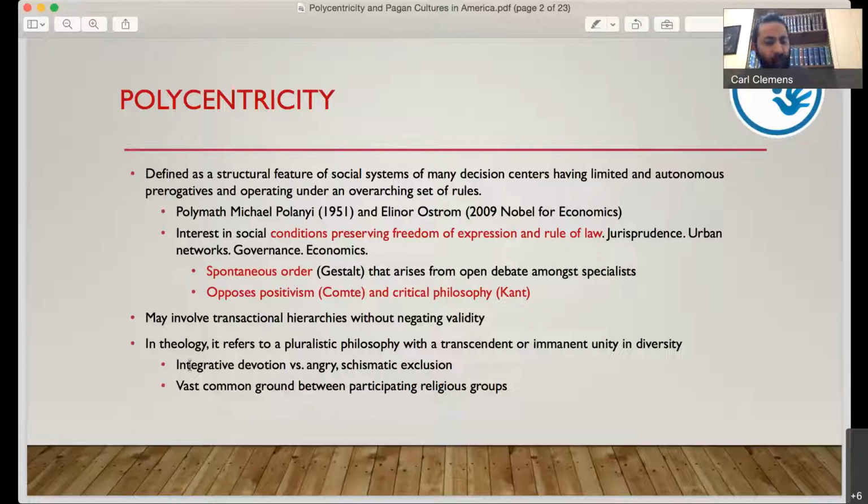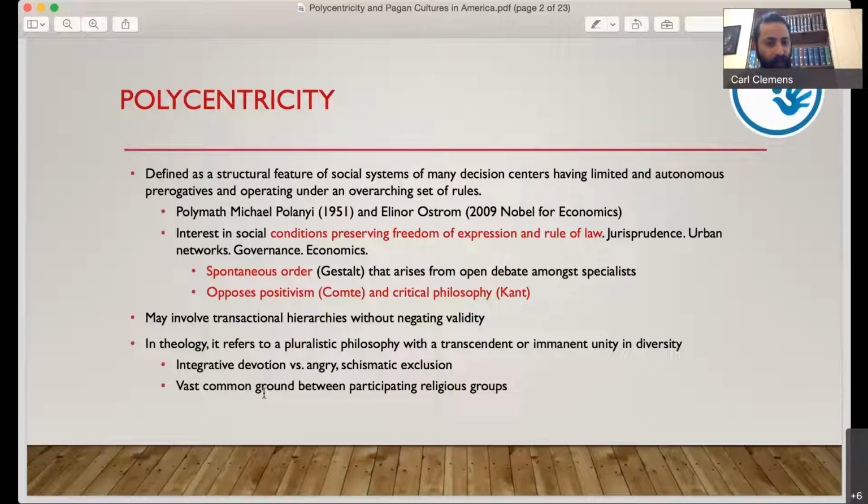Also, all theologies that would call themselves polycentric acknowledge a vast common ground between themselves and several other participating religions, and all of them are governed by a meta-religious set of principles. So even in the Eastern context, you take a look at Hinduism, Buddhism, Jainism, Sikhism, Shintoism, they all have a common vocabulary for many things. They talk about dharma and karma and things of that sort. So there's an overarching set of principles, a common vocabulary, and there's a lot of common ground between these traditions.